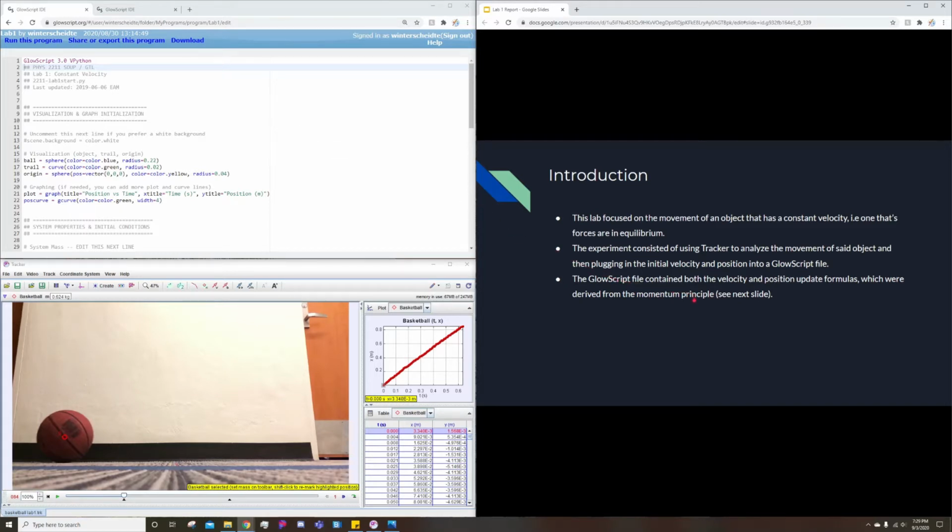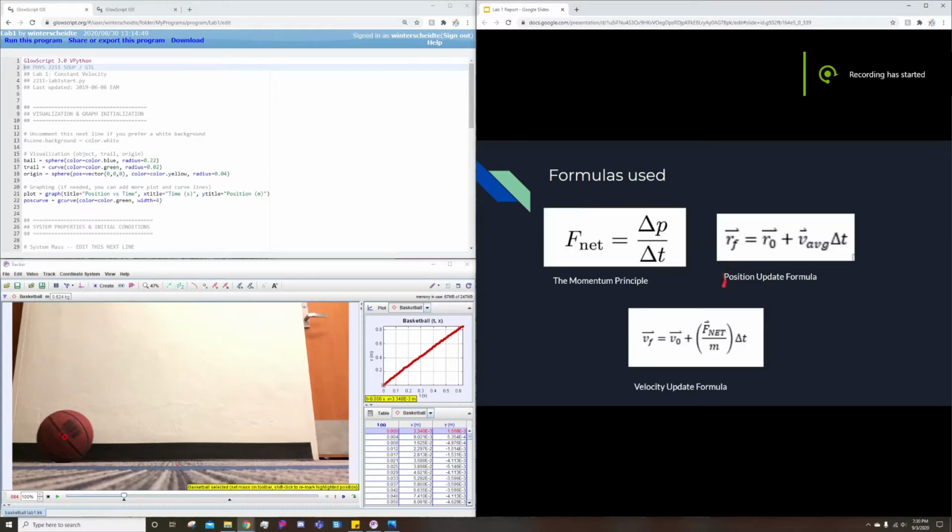So the way we do this is using a few different formulas. The formulas that are used are the momentum principle, the velocity update formula, and the position update formula. And these two are only used to actually find the position update formula. Because we have a constant velocity, these two won't actually come into effect. The position update formula is the one we use, and that states that the final position is equal to the initial position plus the average velocity times delta t.